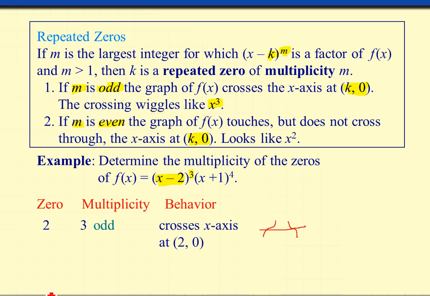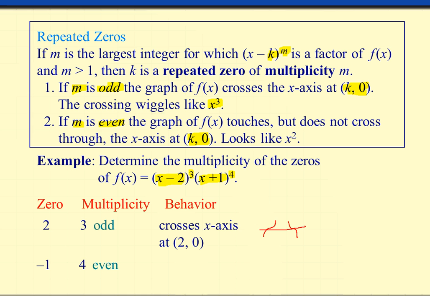Okay, well, what about the next zero? Well, we look at this next factor, x plus 1. And we want to know what x causes that factor to be 0. And that x value would be -1, isn't it? So the next zero is -1. Now, what's the multiplicity of that zero? Well, it's this exponent that's on that factor. So the multiplicity is 4, which is even.